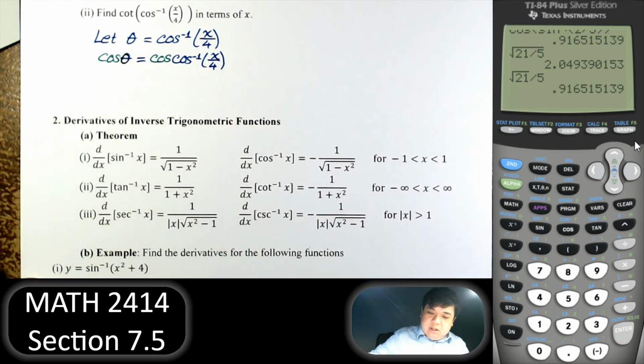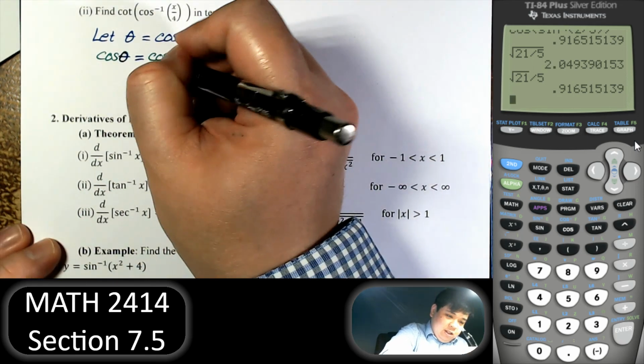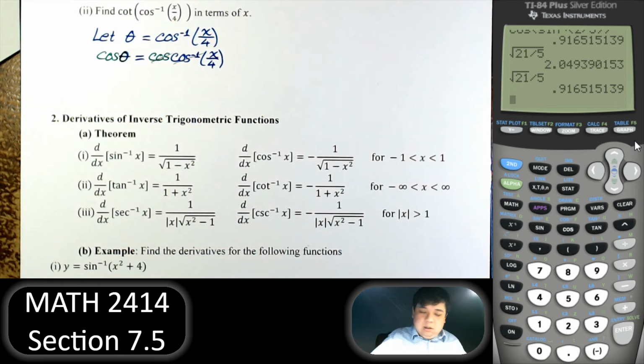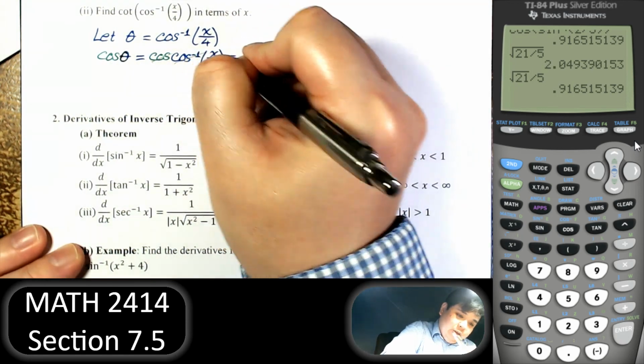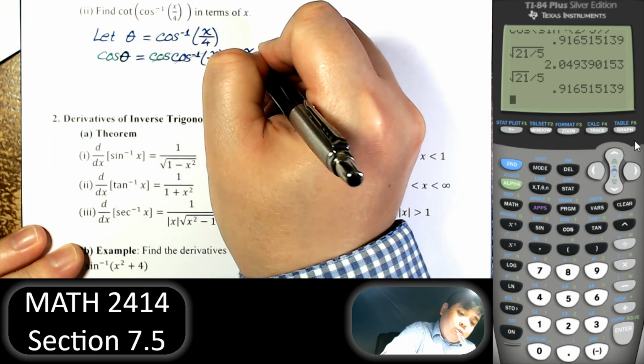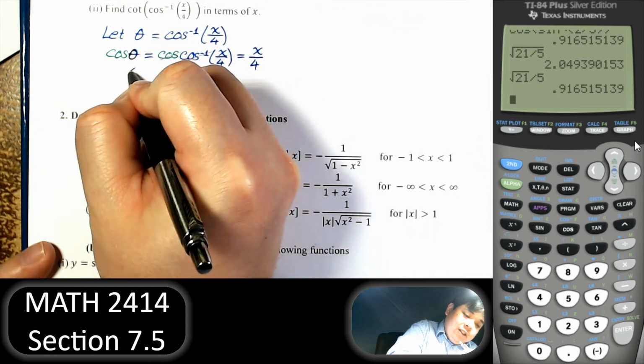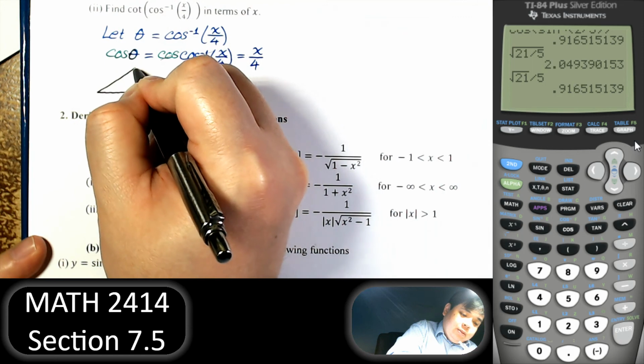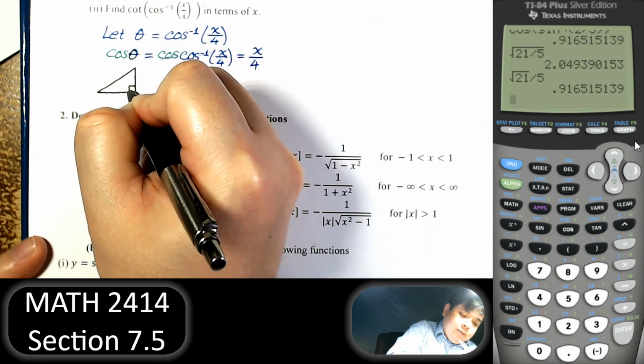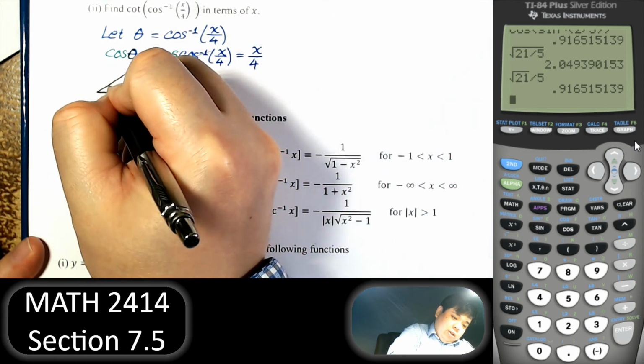And it cancels out. And it is x over 4. When we do this, we assume that it is in an interval where we can actually do it. So x over 4. So draw a triangle here, with angle theta.